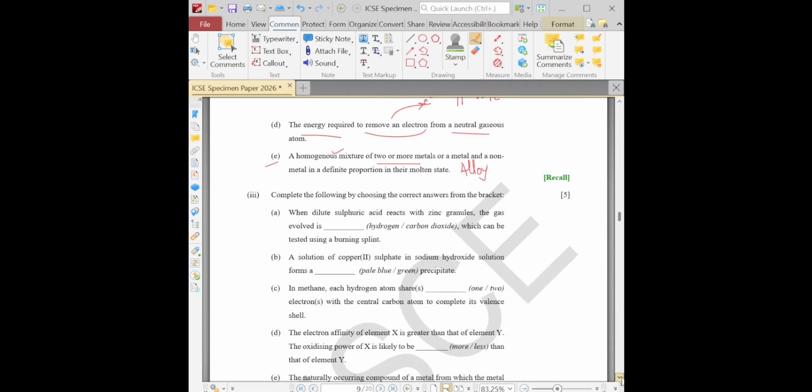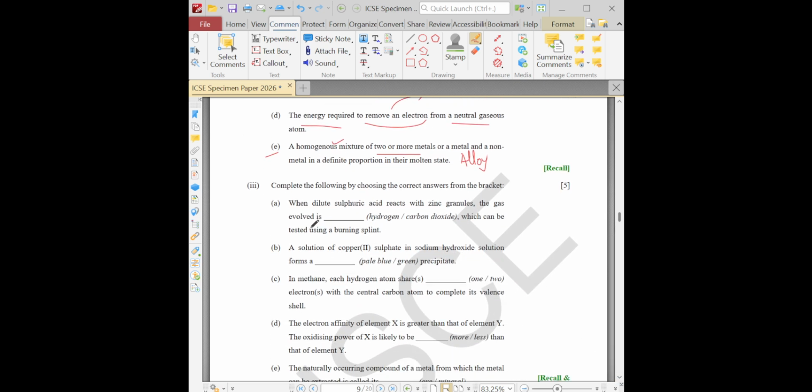Next we come to the fill in the blank. Options are given, you have to select. When sulfuric acid reacts with zinc, H2SO4 reacts with zinc, so the gas evolved: zinc will combine with sulfate, and you will get hydrogen. So the gas evolved is hydrogen. It can be tested by a burning splinter. Yes, it is going to burn with a pop sound, blue color.